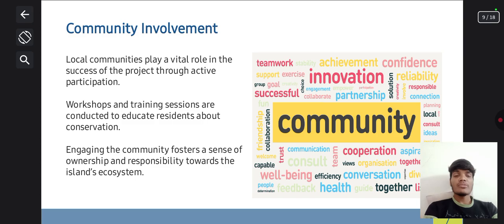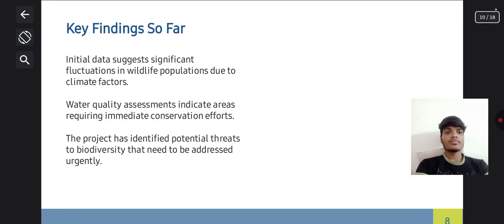Next, community involvement. Local communities play a vital role in the success of the project through active participation. Workshop and training sessions are conducted to educate residents about conservation, and engaging the community fosters a sense of ownership and responsibility towards the Iceland ecosystem.